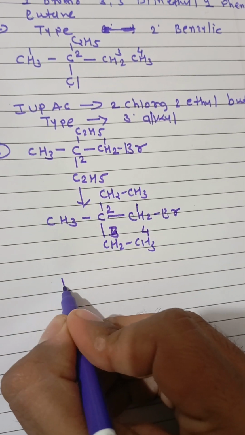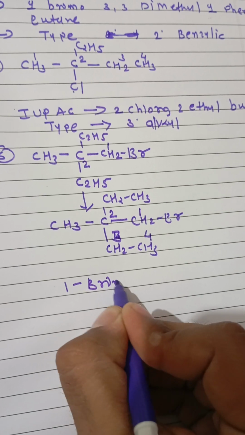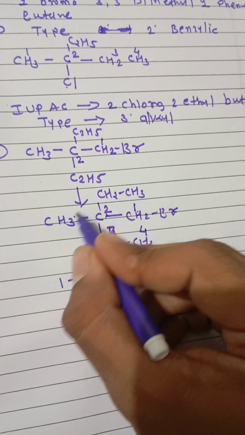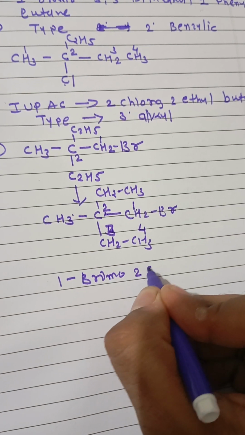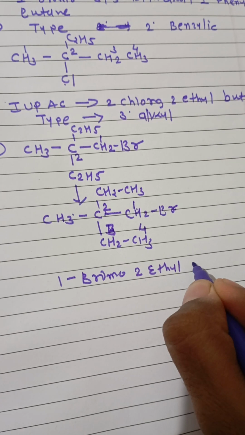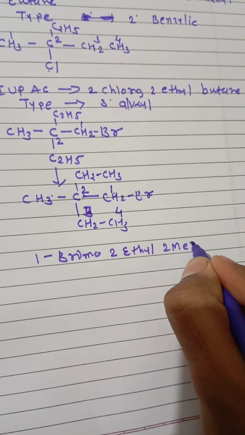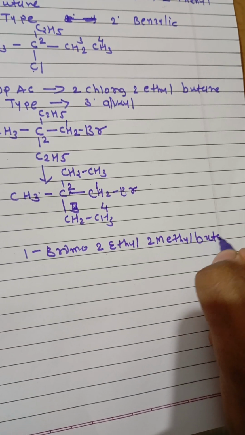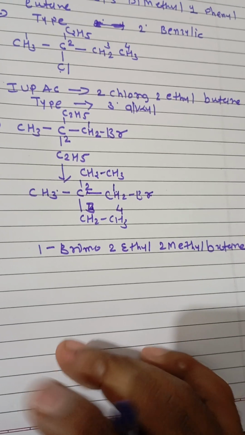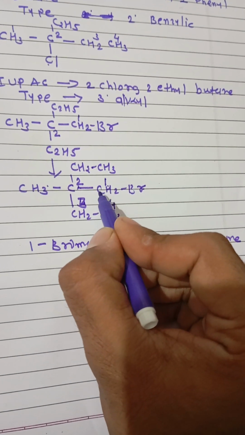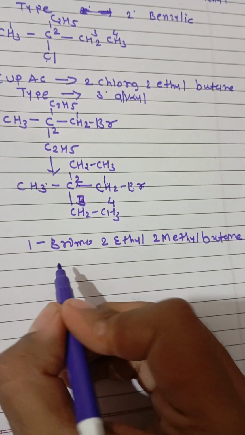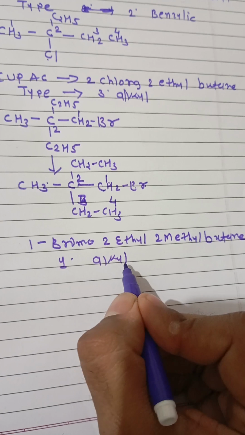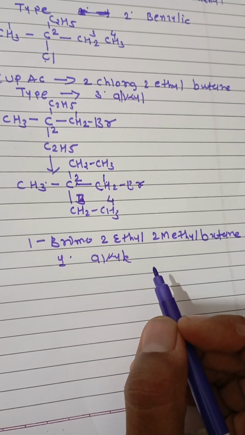So we apply the name of the compound: 1-bromo. See here, the first carbon has bromine, the second has 2 substituent groups, ethyl and methyl both. So 2-ethyl, 2-methyl, total 4 carbons we have is called butane. And the type of carbon is primary. So I mention here primary alkyl group, or primary haloalkane, you also call it like this.